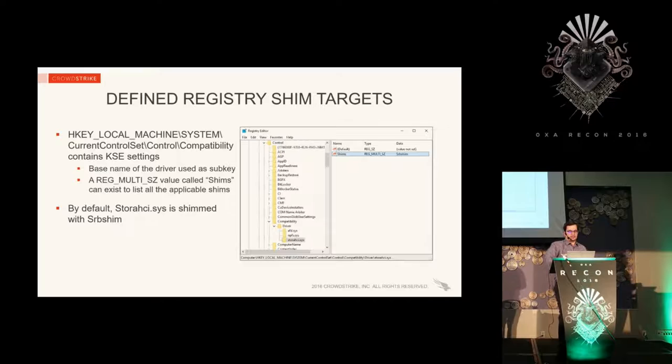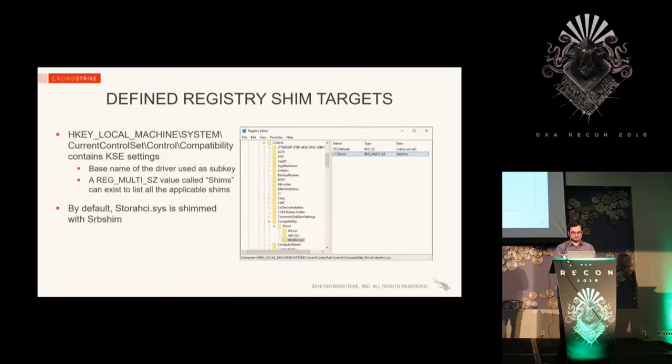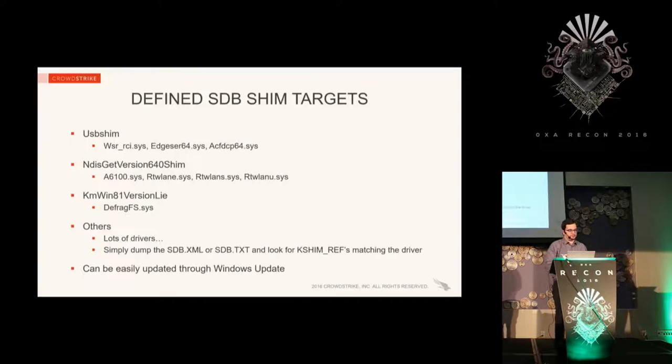So basically, whenever you load storeahci.sys, it's going to be shimmed by SRB shim, which on the previous slide we saw is registered by Storeport. So Storeport.sys will be shimming storeahci.sys. But that's only in the registry, because remember, the SDB can itself have other shim information.